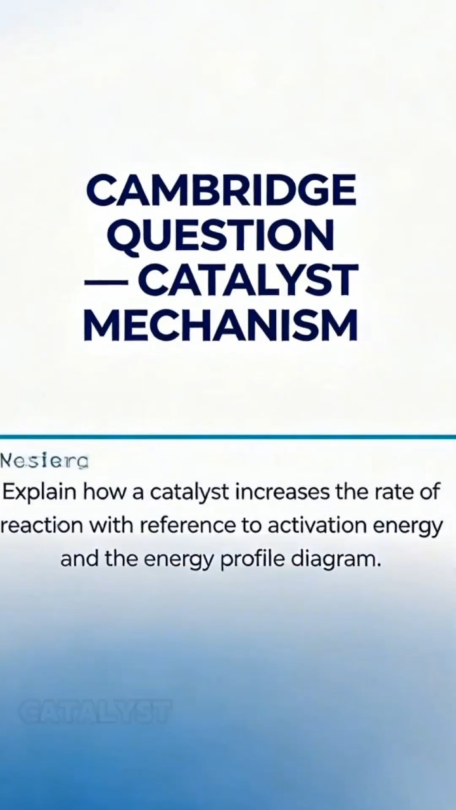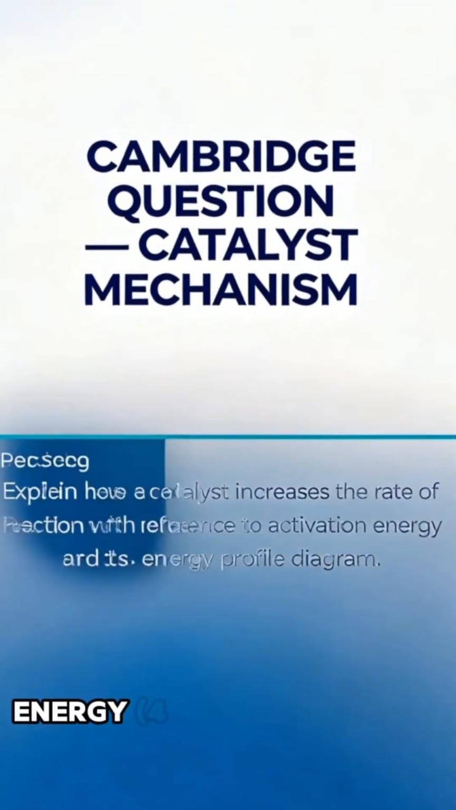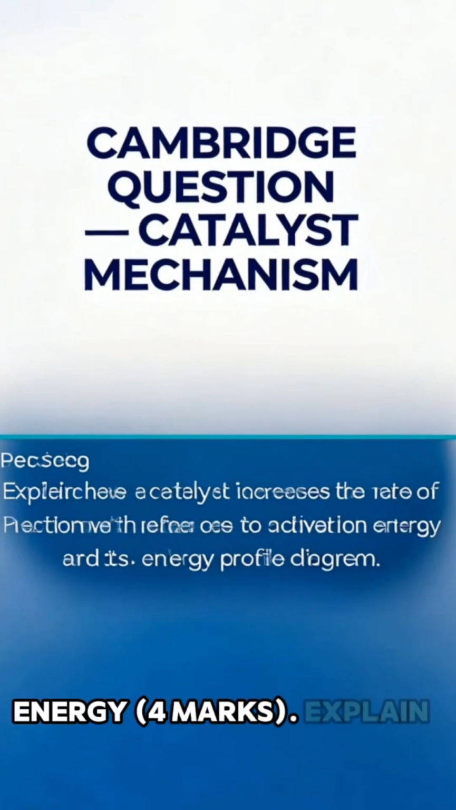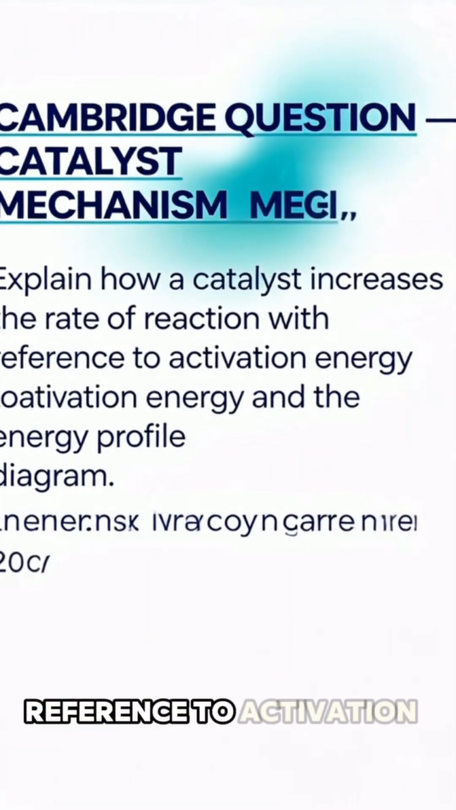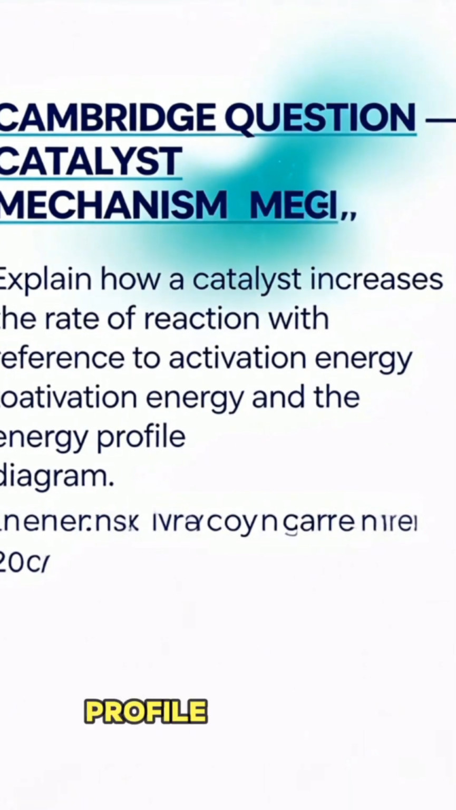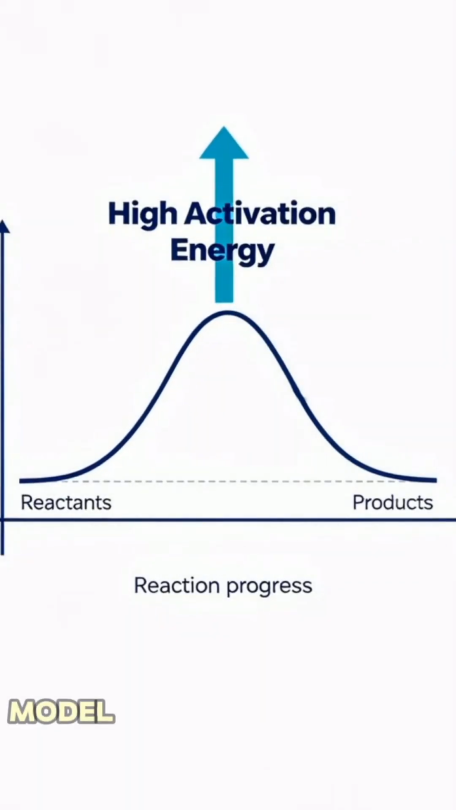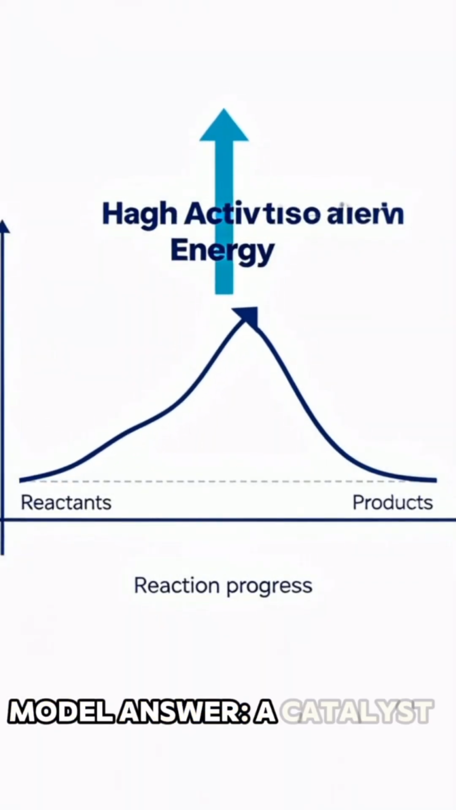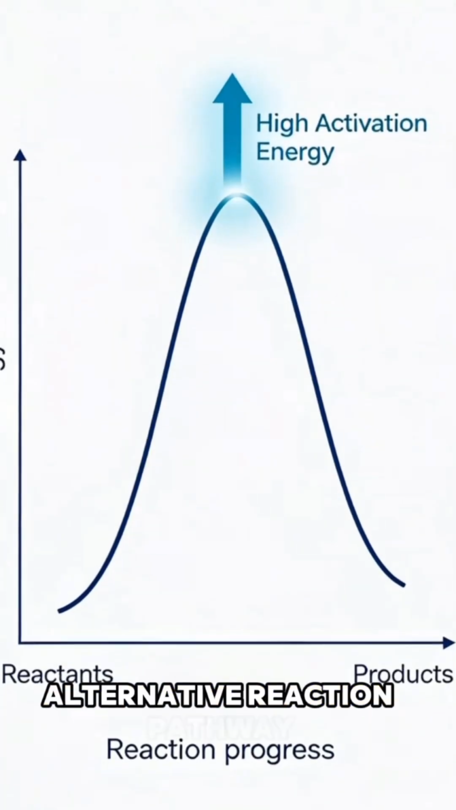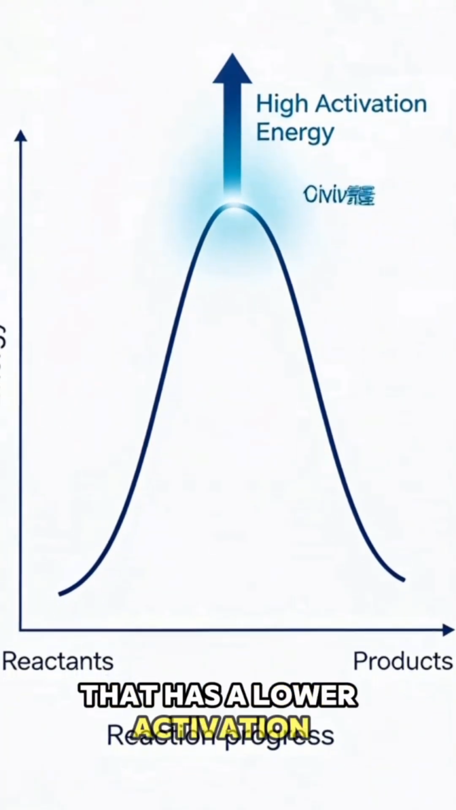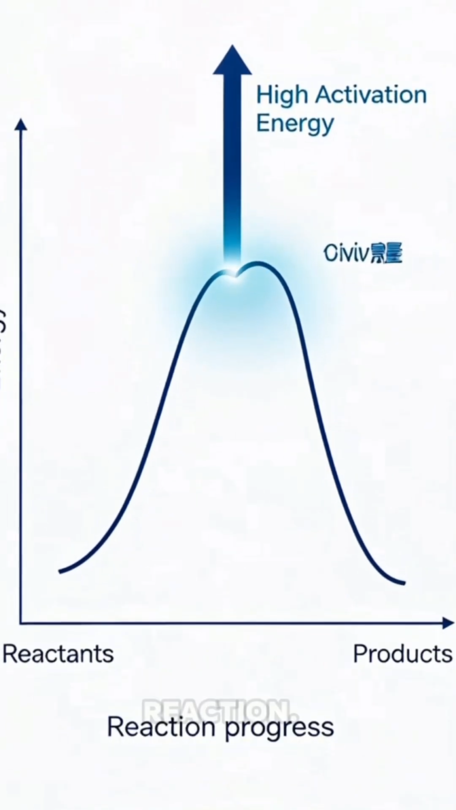Cambridge question. Catalyst and activation energy. 4 marks. Explain how a catalyst increases the rate of reaction with reference to activation energy and the energy profile diagram. Model answer. A catalyst increases the rate of reaction by providing an alternative reaction pathway that has a lower activation energy than the uncatalyzed reaction.